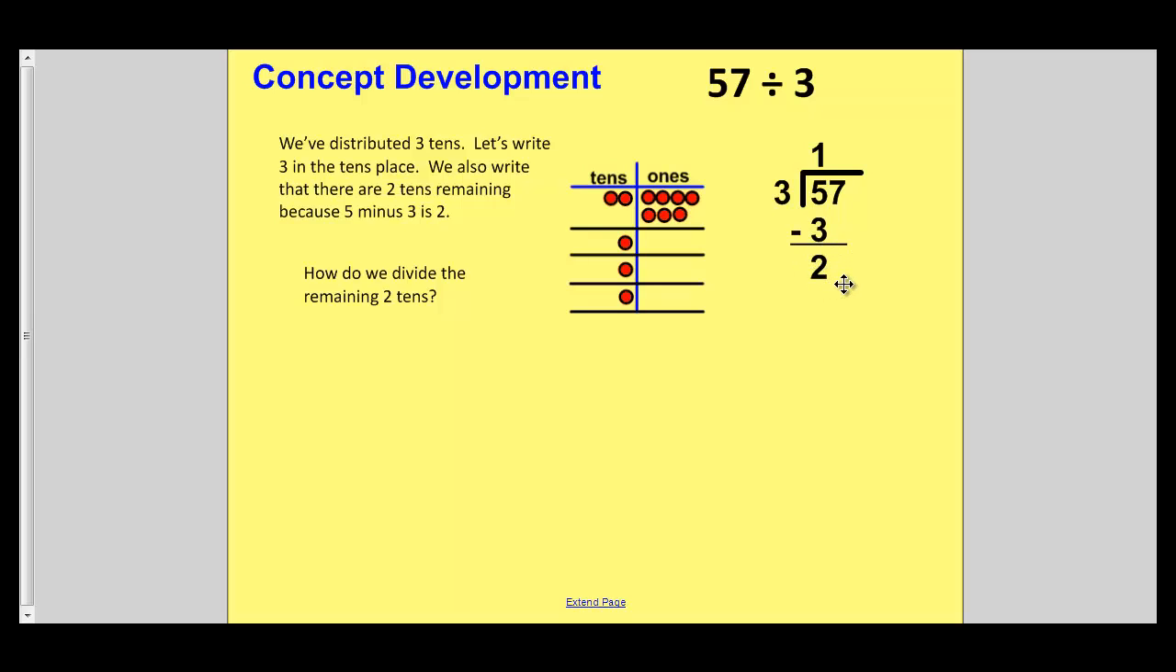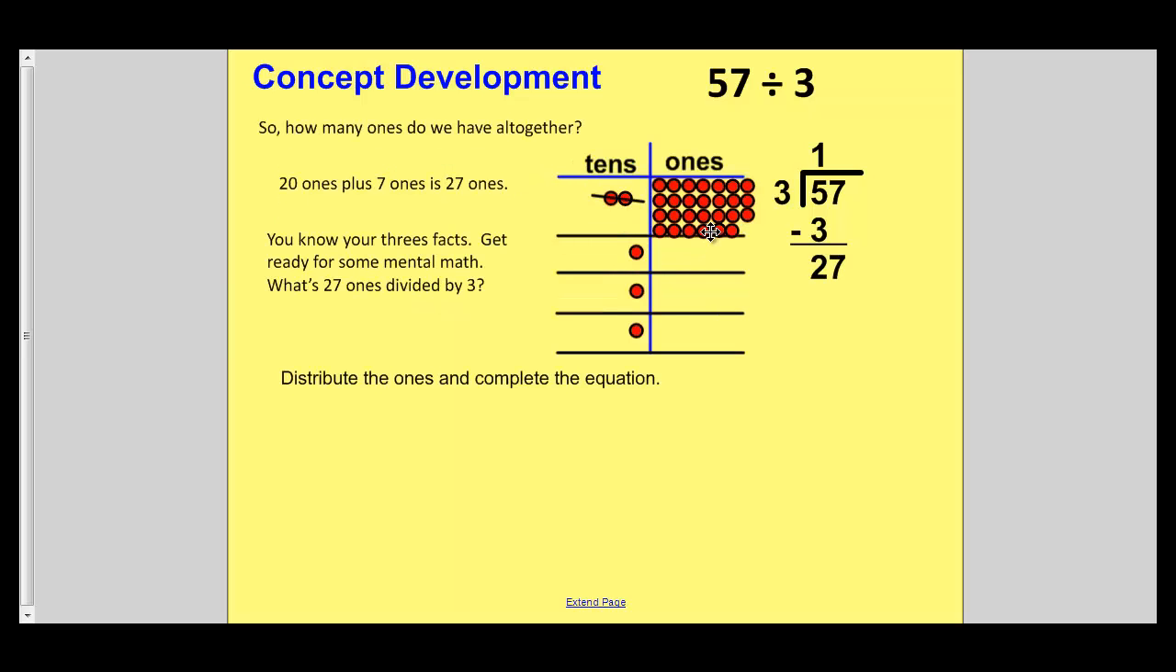So now I'm going to decompose these 2 tens. That means I'm going to take 2 tens and move them to the ones. So instead of 7 ones, I'm going to have 27 ones. So go ahead and put 20 more ones in your place value chart. All right, so you're going to end up with a box that looks like this.